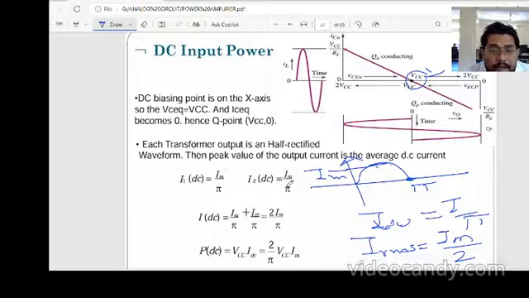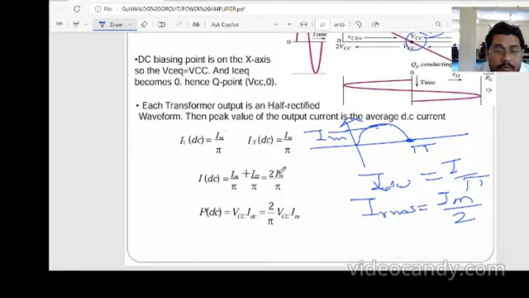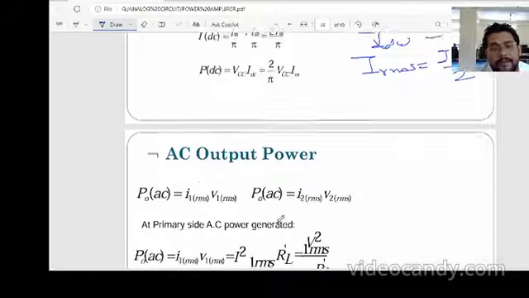So for the first transistor, Im divided by pi. For the second transistor, Im divided by pi. For total DC, 2 Im by pi. For the full cycle, this is for DC, VCC into IDC. So VCC into IDC is nothing but 2 Im by pi. We have already discussed the DC. VCC into IDC is nothing, for n transistors.